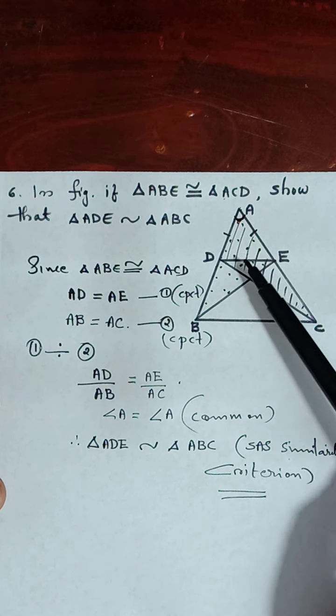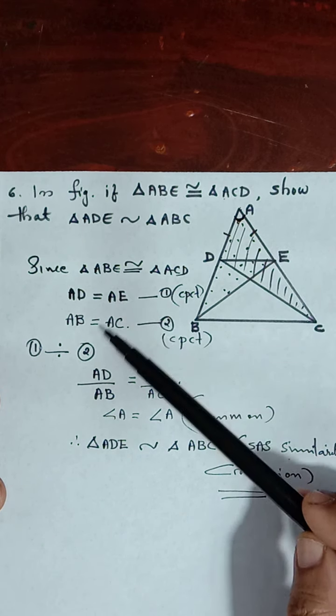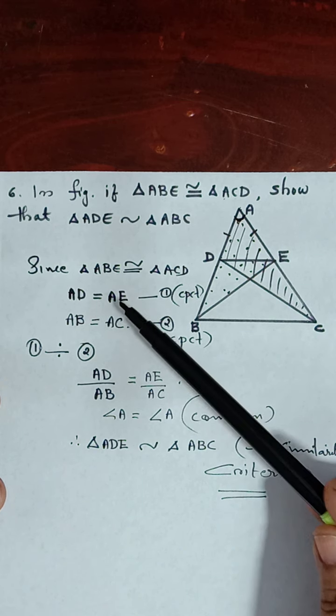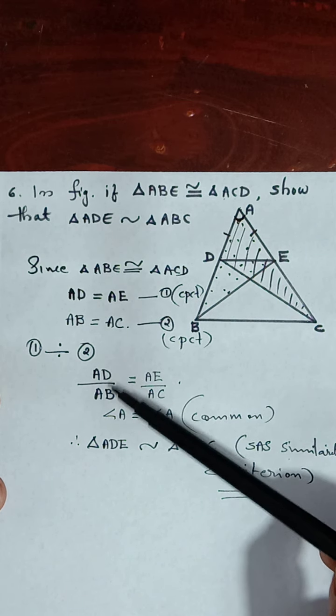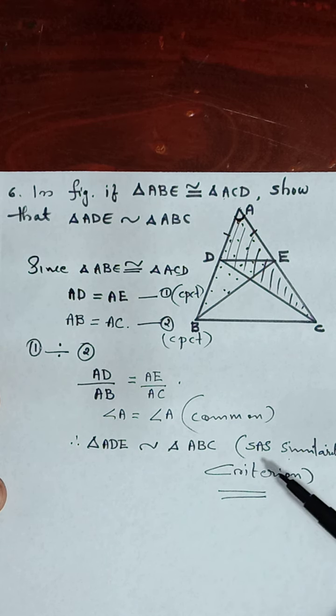There are many parts equal, 6 parts: 3 corresponding angles and 3 corresponding sides are equal. But here we are considering only 2 parts, and you have to choose in such a way that we get a proper ratio and also a common angle, such that we will be able to write the SAS similarity criterion.